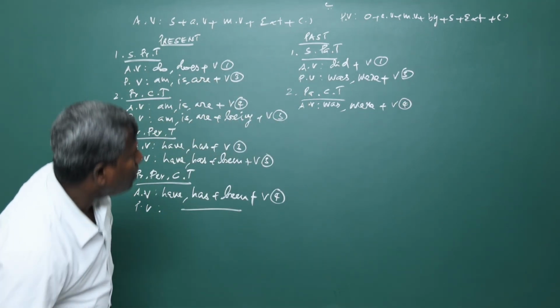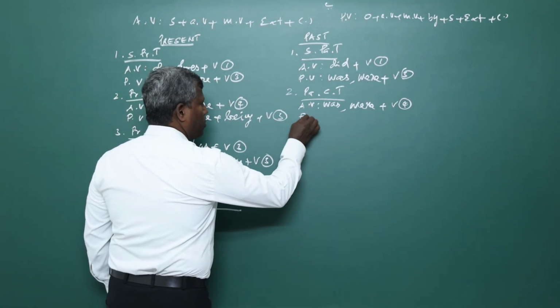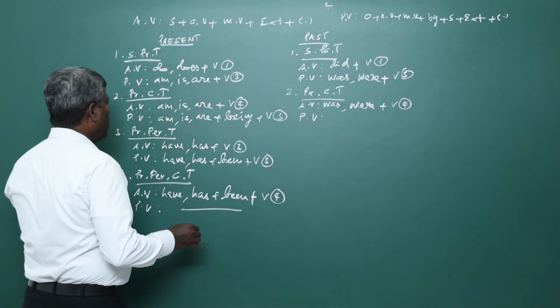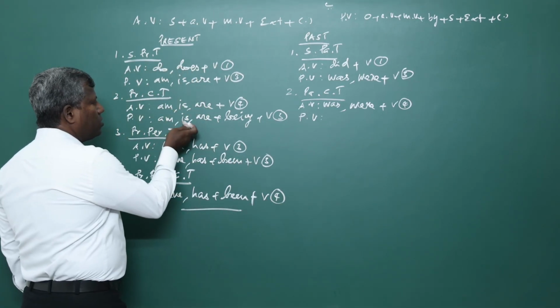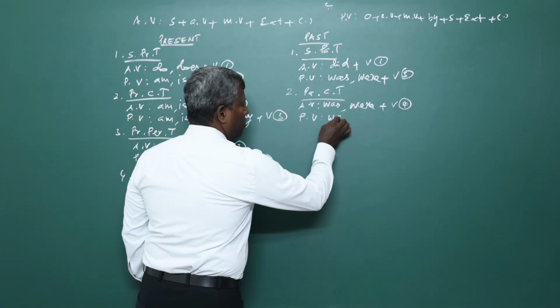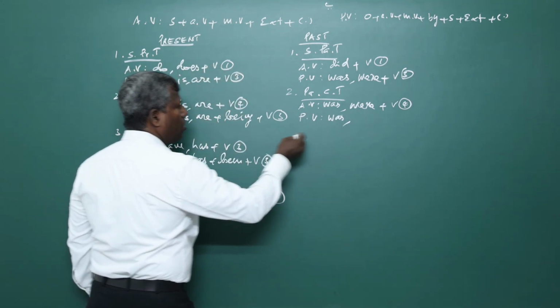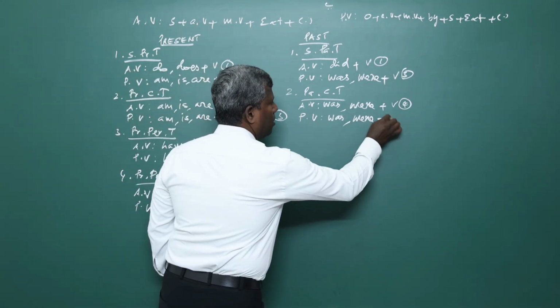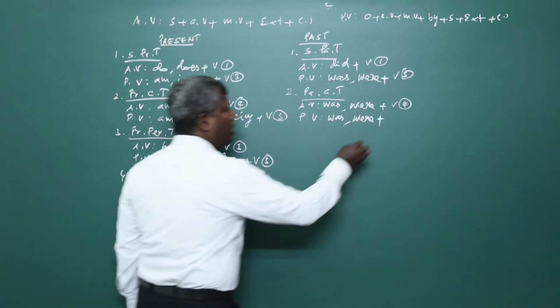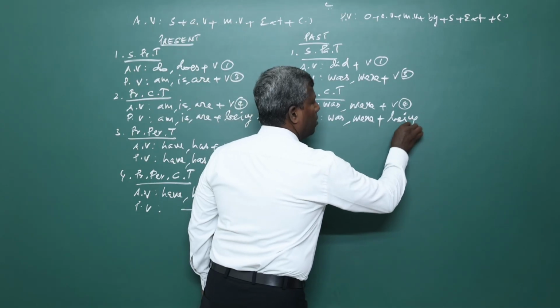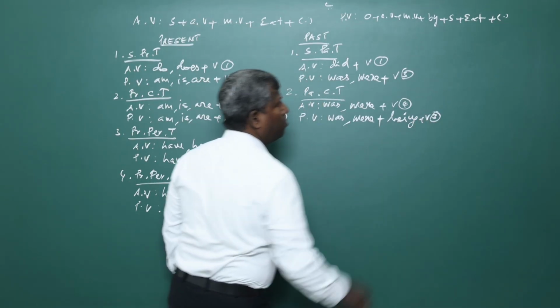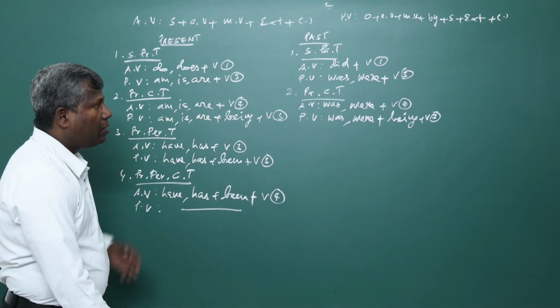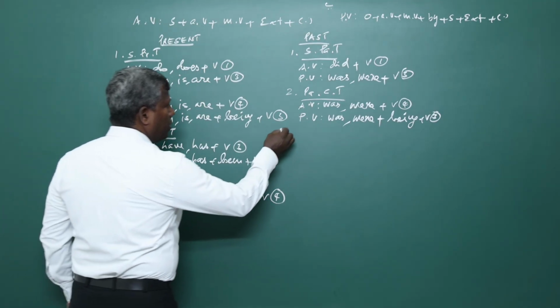Then let us go for the passive voice. What is the past tense of am, is? Was. Past tense of are? Were. Then we have to use being. Then plus third form of the main verb, right?